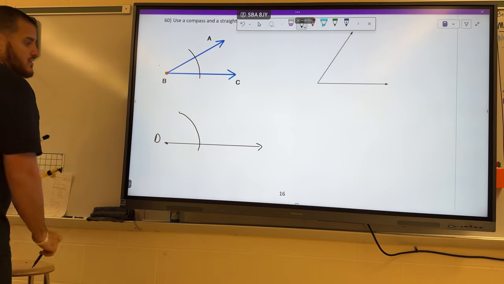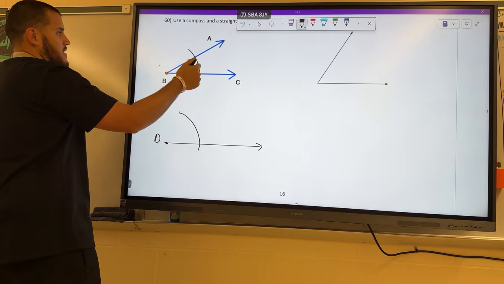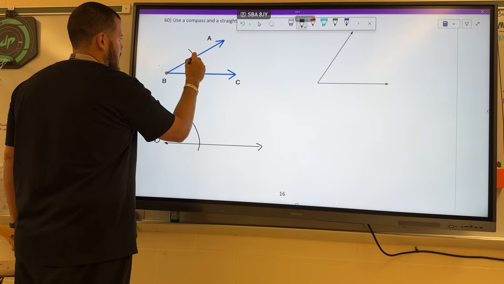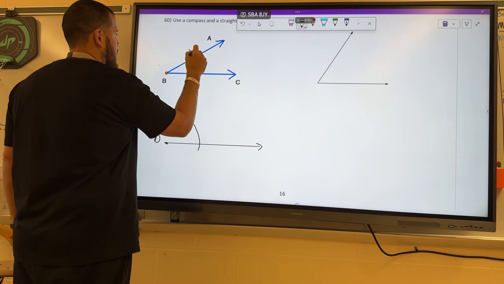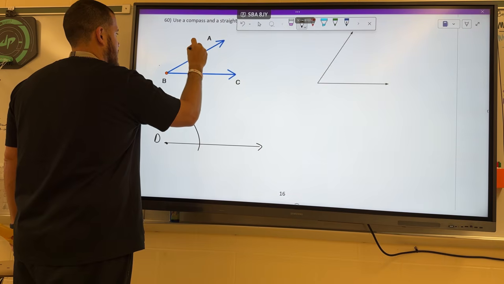Next thing I'm going to do is label some intersections. So I have two intersections up here now that I'm going to label. I'm going to label this point here, point E.